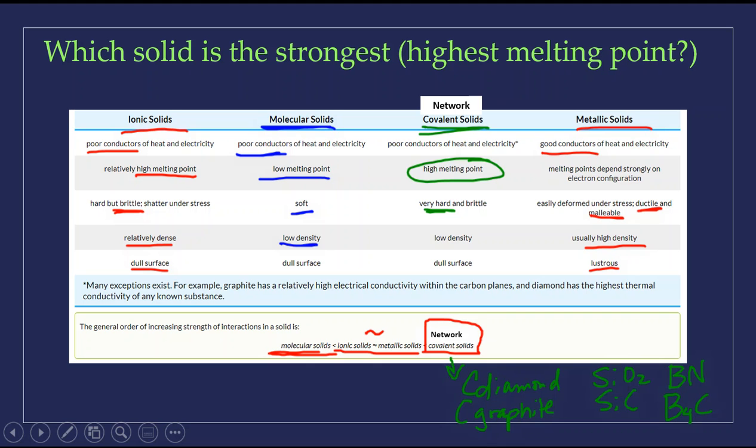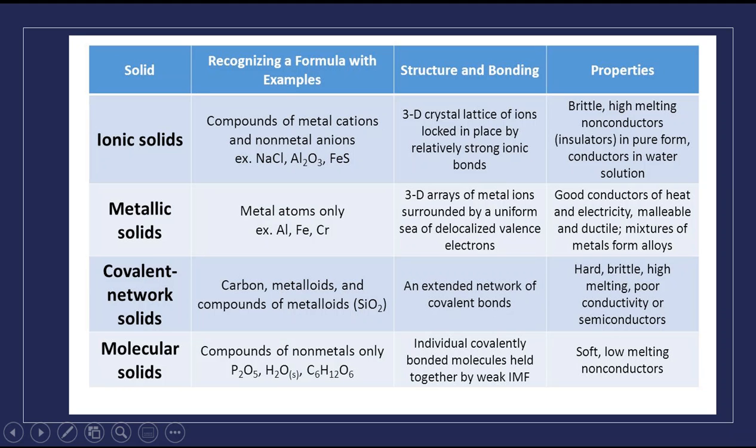References a few other things in there, but a lot of it is the same. Okay? So, here we go. We have ionic solids up here. Relatively strong lattice of ions. Brittle, high melting point, non-conductors in pure form. Conductors in water. You know, if you dissolve them, they can conduct. Metallic solids, malleable, ductile, good conductors. This one, 3D array of metal ions surrounded by the sea of delocalized valence electrons.